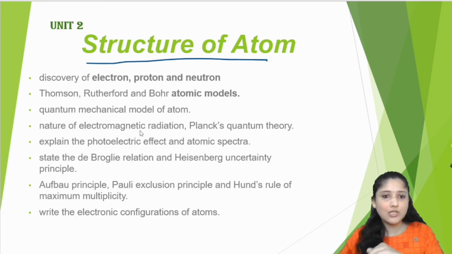They explain the photoelectric effect and atomic spectra, state the de Broglie equation, and also the Heisenberg uncertainty principle, Aufbau principle, Pauli exclusion principle, and Hund's rule of maximum multiplicity. These are some of the important points that we will study in this chapter. And also we will study how to write the electronic configuration of atoms. This is the main outline of what we are going to study in the chapter Structure of Atom.